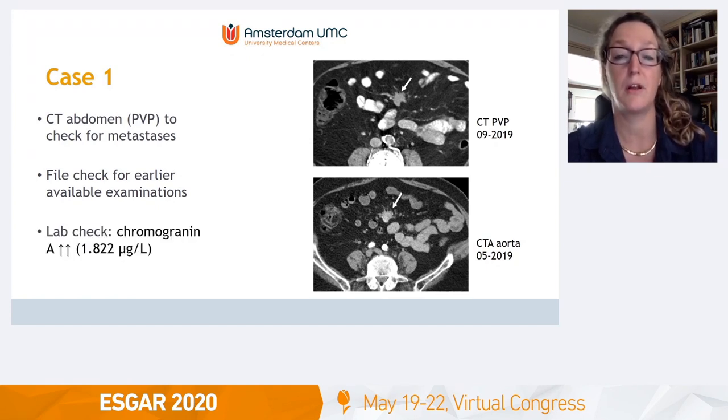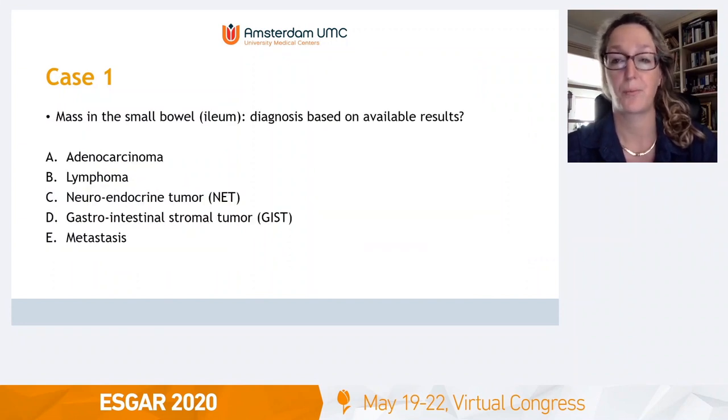And then specific lab results came back after that. And what was the case? This patient had a very much elevated level of chromogranin A in her blood. So we have more results than we just had. What would your diagnosis be at this time based on the results I just gave you? I'll give you some seconds again. So please use the chat and choose either A, B, C, D, or E.